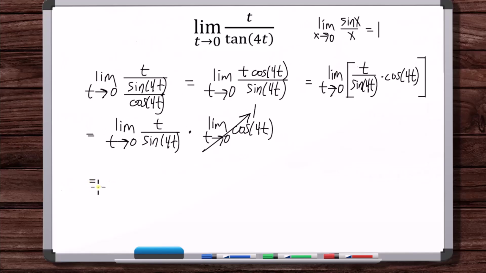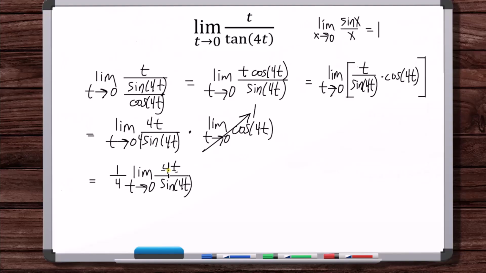So what we can do is multiply this by 1 in the form of 4 over 4. So I've just added a 4 in the numerator and the denominator, right? But then from here, we want to take 1/4 out of the limit. We can do that. And what we're left with is 4t over sine of 4t.